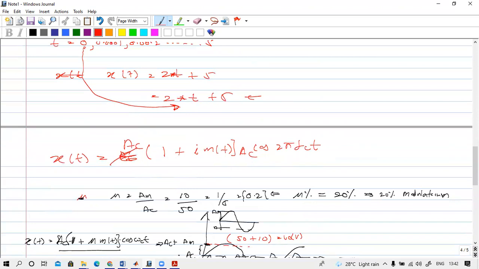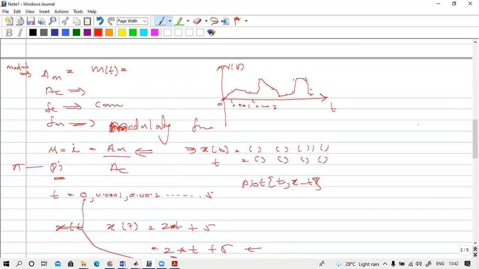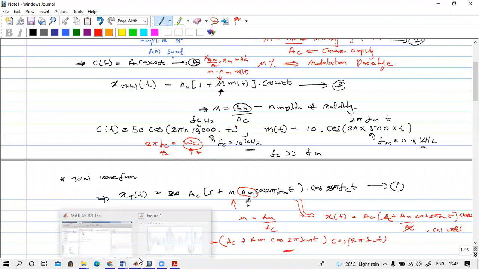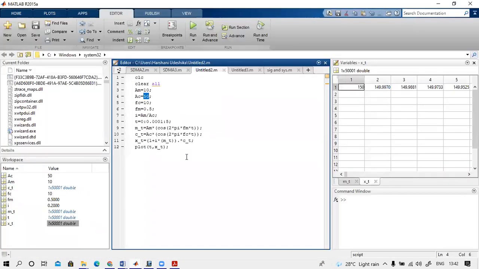Because I put this mu, and AM is also here in mu, okay? So here mu also has the AM value, AM plus AC. And again, I give another AM. So we get AM squared. So that is wrong, okay? That mistake I have done in this MATLAB program. Okay, I hope you got it, okay?